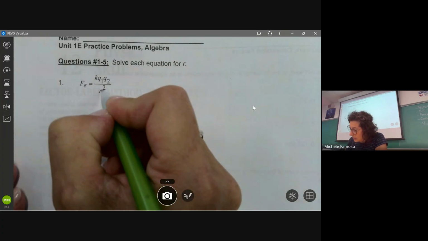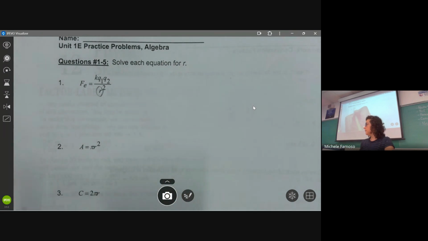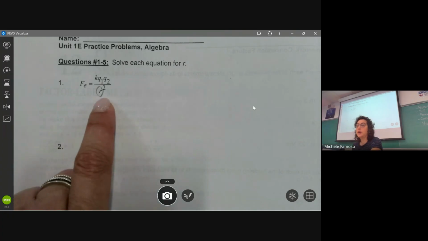It's in the denominator of a fraction. You can't solve it the way it's written. I'll tell you that right now. You cannot do it the way it's written. This is why I'm doing it as an example. Whenever the variable you want is in the denominator of a fraction, the first thing you need to do is linearize the equation, meaning get rid of the fraction. How do I get that r squared out of the denominator is my first question to you.